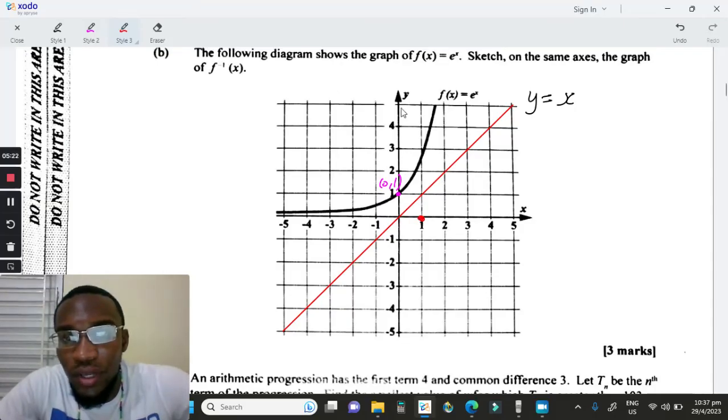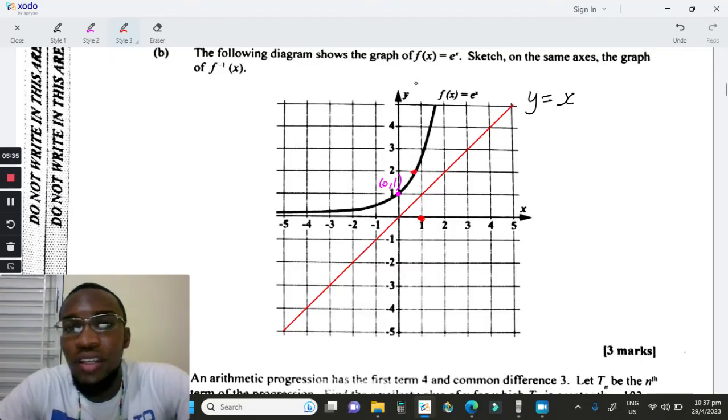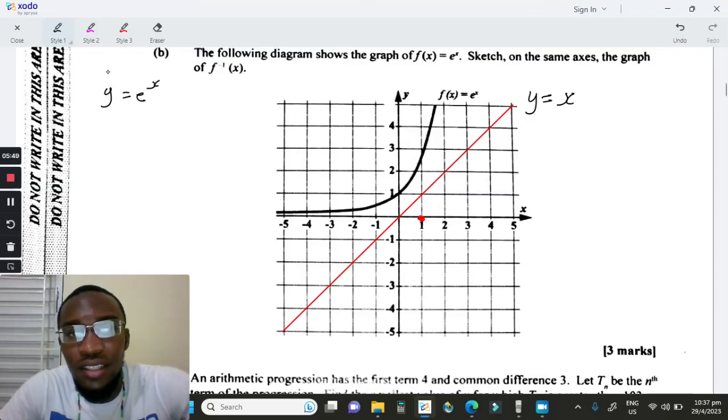Now, another point we can see. Let's put one on right here. This looks like, remember, it's a sketch. There are two ways you can do it. This is just using some points. Another way you could do it is to find the inverse. If you have a function y equal e to the x, then to find the inverse function, we just interchange x and y, so x equal e to the y, then make y the subject, so log x is equal to log e to the y.